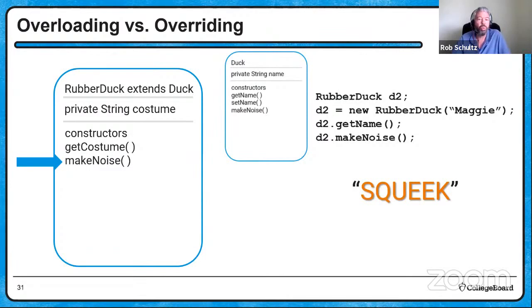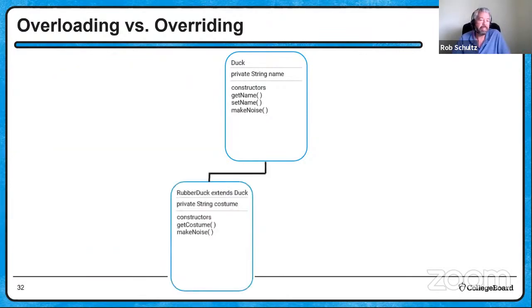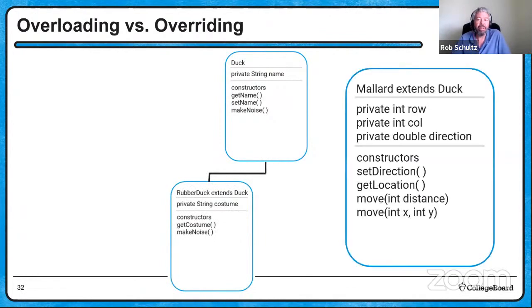Okay, so there's one of our lower classes, a subclass. But now let's say we add another class. I'm going to move my little window with our faces out of the way. And we're going to say Mallard extends Duck. As Jill said before, the difference with mallard ducks is we can actually tell them to move. We have a row and a column, so we can keep track of where they are. We can keep track of what direction they're facing. So I can set the direction, get location. I can tell it to move a specific distance in whatever direction it's facing, or I can tell it to move to a specific set of coordinates on a little grid.